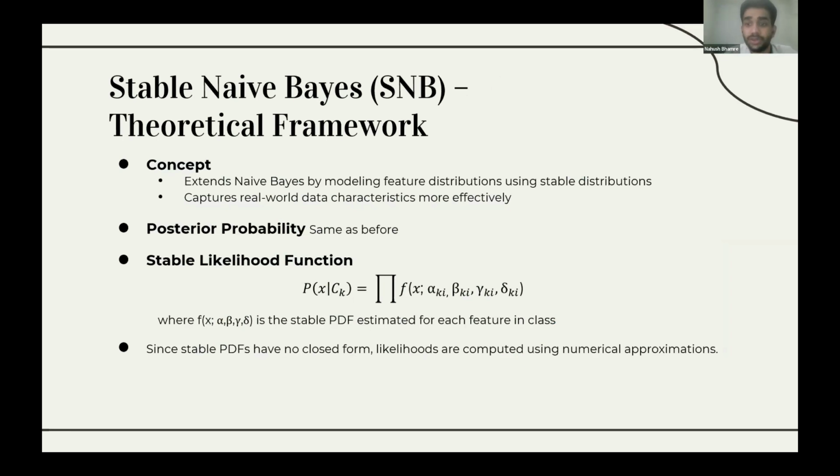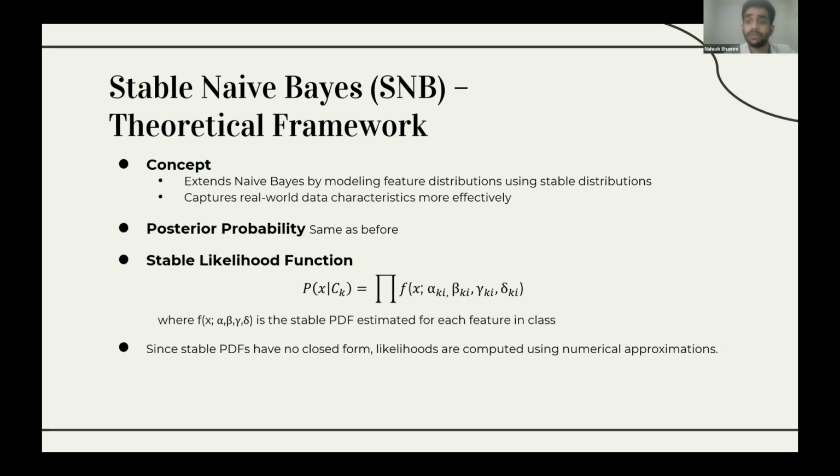And in this slide, we introduce the core concept behind the stable Naive Bayes model. At a high level, the stable Naive Bayes preserves the structure of the classical Naive Bayes classifier, but replaces the Gaussian assumption with a stable distribution for modeling the likelihood of each feature. The change is significant because it allows the model to better reflect the nature of real-world data, which is often skewed or heavy-tailed, features that Gaussian-based models cannot represent well.